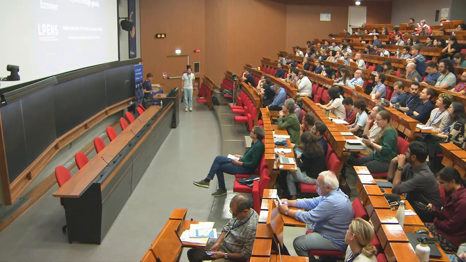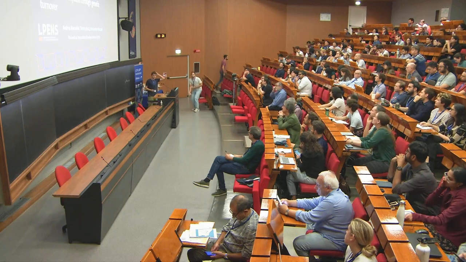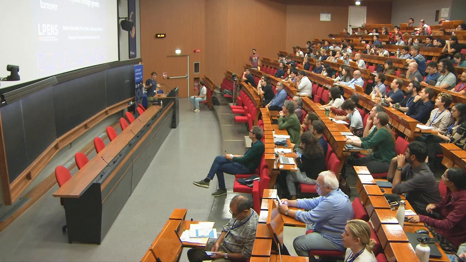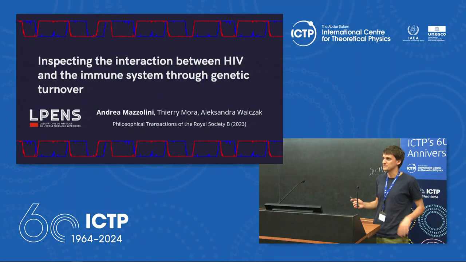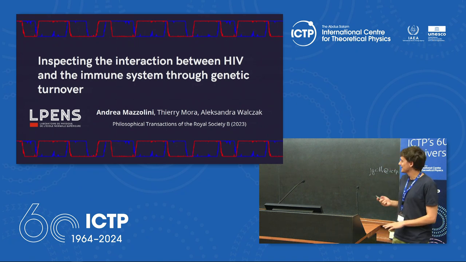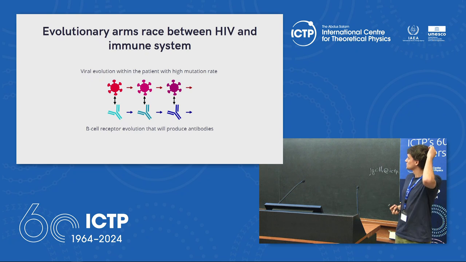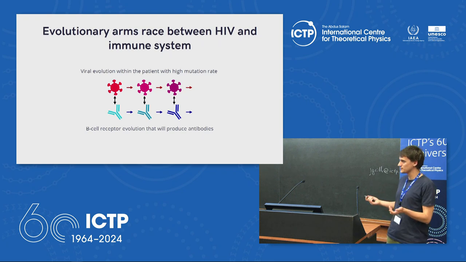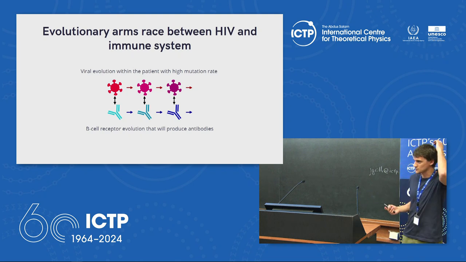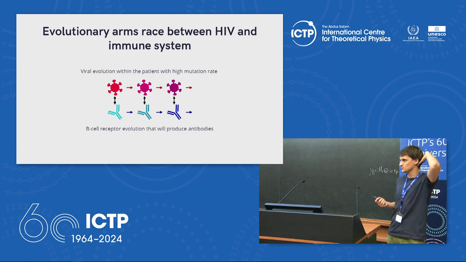Ok, thanks. So I would like to talk about this work I did in Paris with Alexandra Falchak and Thierry Mora. In my postdoc, I'm interested in the coevolution between the immune system and pathogens in general, and here we focus on HIV. HIV is a pretty special virus. As you probably all know, it has a very high mutation rate, so it's able to significantly evolve and find new variants within a patient during the disease. That's also what makes the virus very hard to defeat.